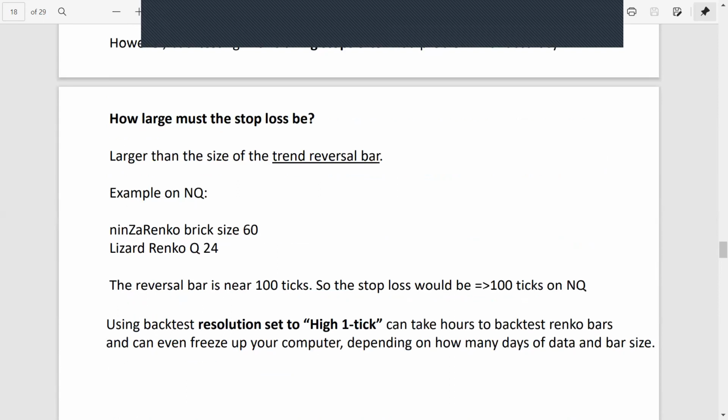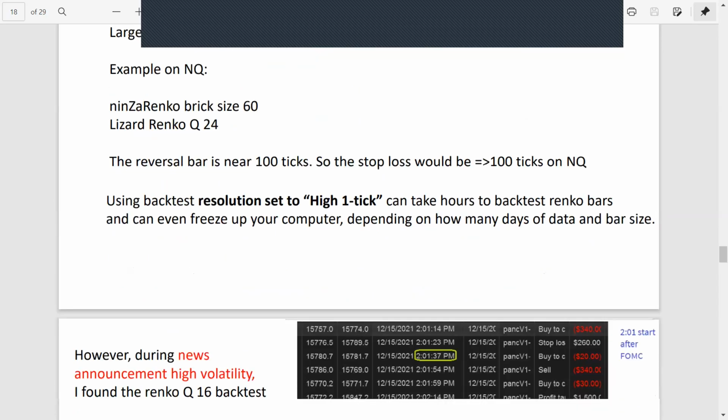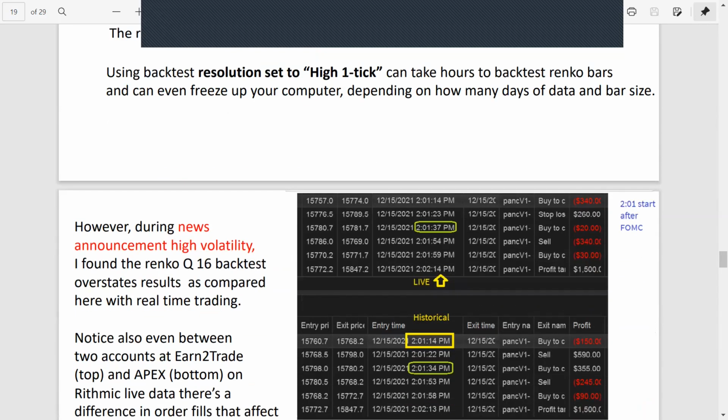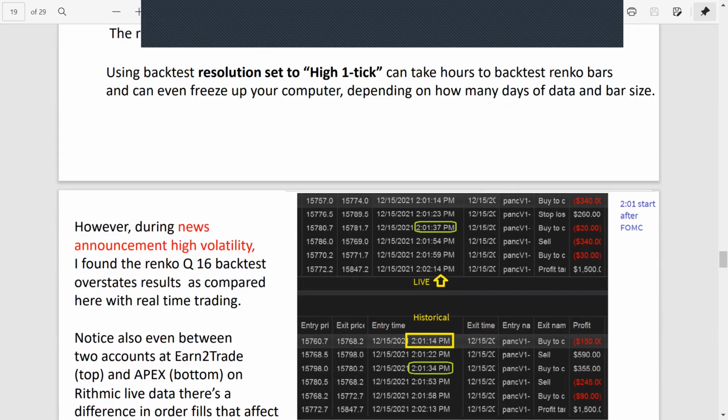But how large must the stop loss be? It must be bigger than or larger than the trend reversal bar. For example, on NQ, if you are using Ninja Renko 60 or Lizard Renko Q24, that's about 100 ticks of reversal bar. So your stop loss would have to be that large. So using resolution set to 1 tick will take hours to backtest, not very helpful. And it can even freeze up your computer. Therefore, I have given up on high tick resolution.